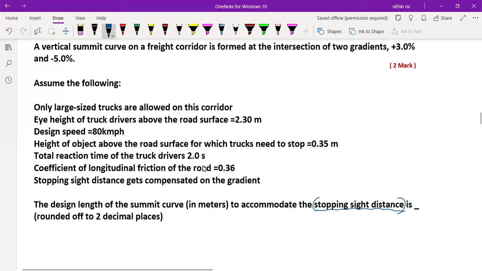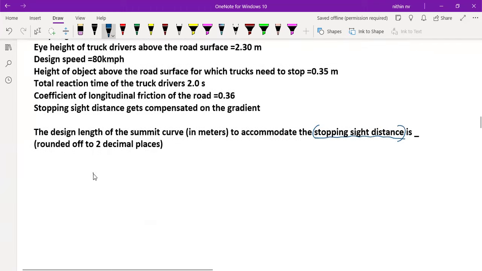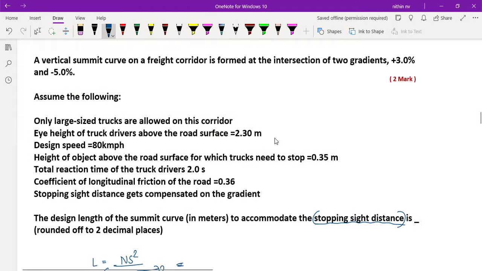So we know the equation of the length of summit curve for stopping sight distance: N S square by square root of 2H plus square root of 2 small h, the whole square. Symbols, we can use any symbol. If I'm using a symbol, I should mention what it means, right? So here N is nothing but the deviation angle, but they have not given the deviation angle in the question. So first of all, calculate that.